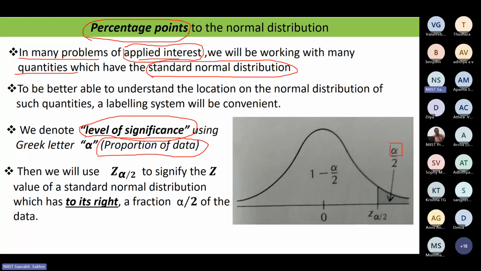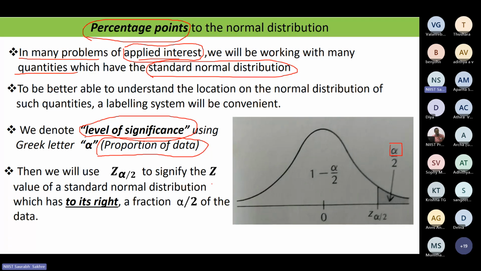So we always take alpha by 2. You will come to know why we are taking alpha by 2, because we want to give a range. In subsequent slides it will be clear to you why we are taking alpha by 2. Suppose alpha is my level of significance. Alpha can be any numerical value between 0 and 1.